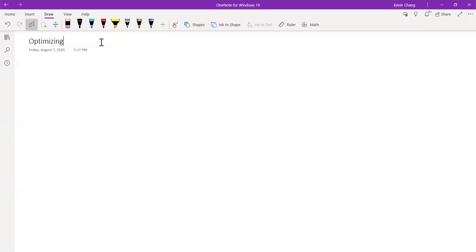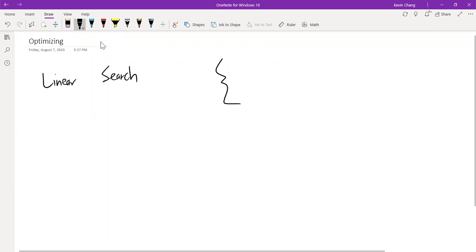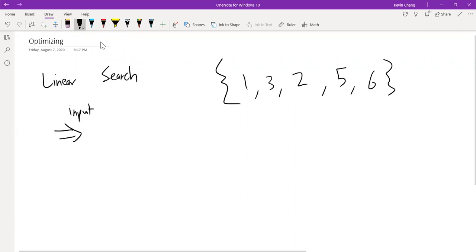So in this case, let's go back to our search problem. Initially, I introduced the idea of a linear search. Let's use numbers this time. Let's say I had a set like 1, 3, 2, 5, and 6. And as a programmer, I don't know the order these numbers come in. We receive an input, and we want to design code to calculate the position of the number 5.